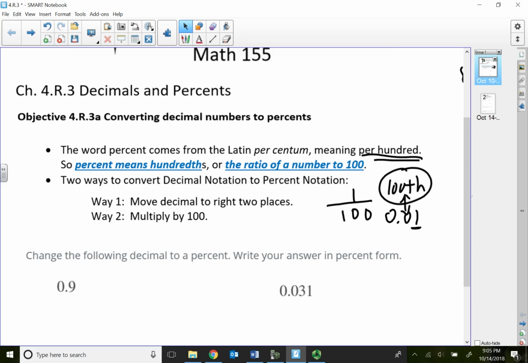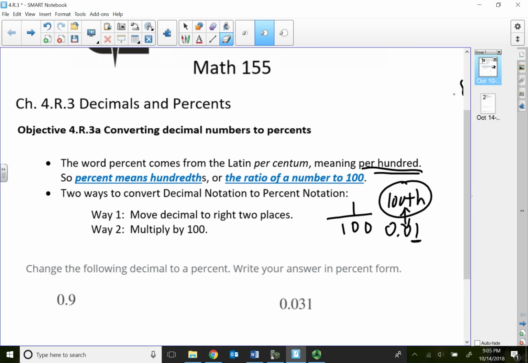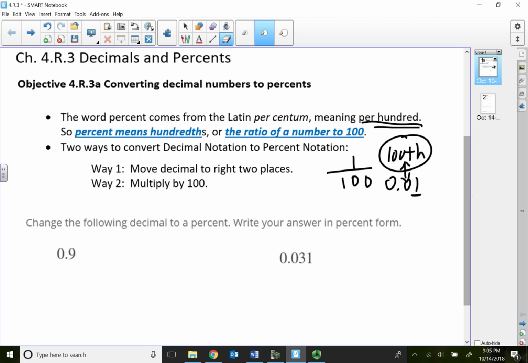That's the reason why, when we convert decimals to percent, we multiply the decimal by 100, or we move the decimal to the right 2 places, because moving the decimal to the right 2 places is equivalent to times 100. What I need you to do is be able to do both. Whenever you see a decimal, quickly convert it into a percent by moving the decimal to the right 2 places, or quickly use the calculator times 100.